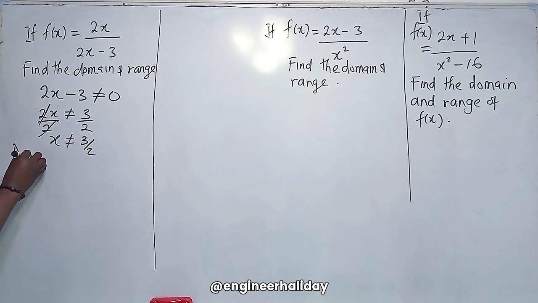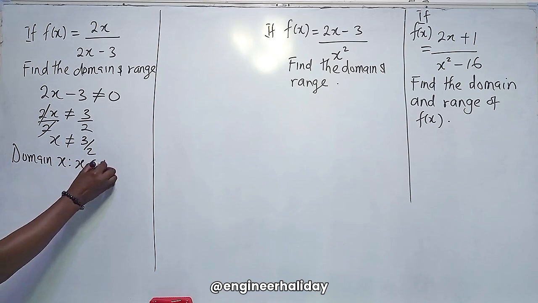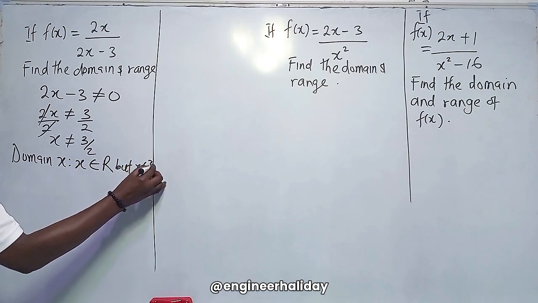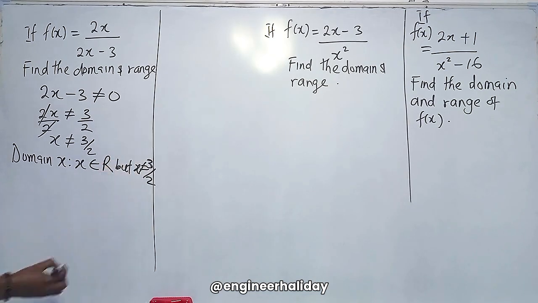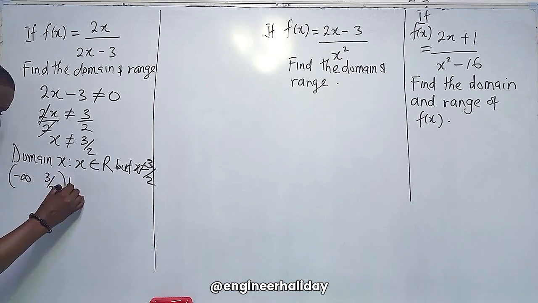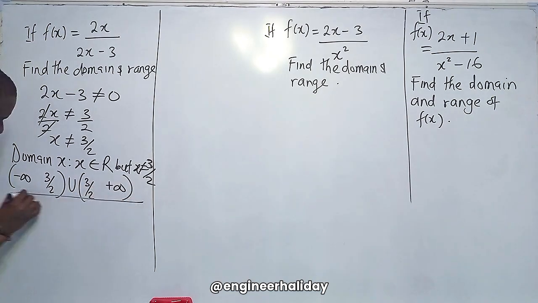So that means the domain, which is a set of values of x, is such that x is all real numbers, but x is not equal to 3 over 2. So that is the domain. We can also write it as minus infinity to 3 over 2, union 3 over 2 to plus infinity. It is still correct, anyhow I want to write it.